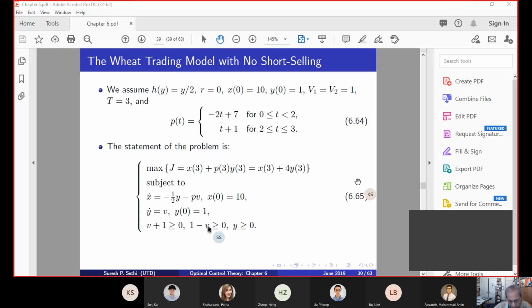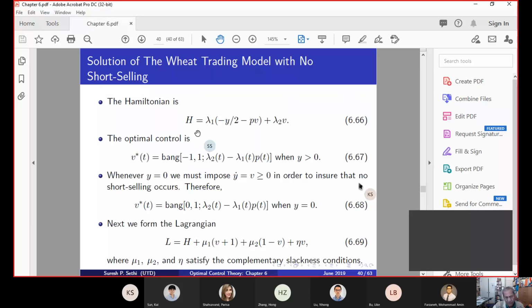We are now going to use the chapter 4 formulation. In the chapter 4 formulation, we write the constraints as inequalities. So V bigger than or equal to -1 and V smaller than or equal to 1 basically reflects these two bounds. And y bigger than or equal to 0 is our state constraint. Okay? Chapter 4, we apply the maximum principle.